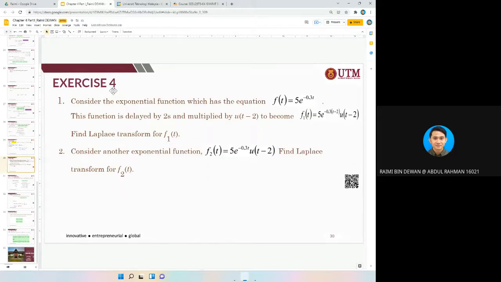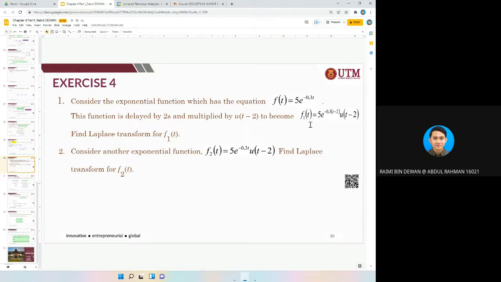Okay, so this is exercise 4. You can try. Consider the exponential function which has the equation f(t) equals 5 e to the power negative 0.3t. If you can see, this function is delayed by 2 seconds and multiplied by u(t) to become this. Find the Laplace transform for f1(t). So you can try this.